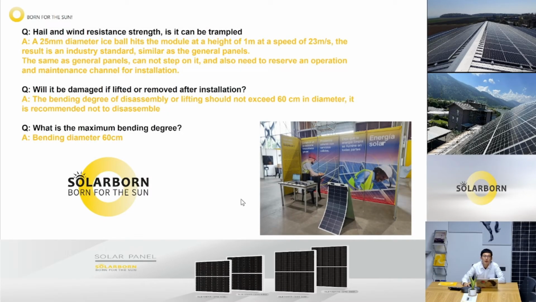Okay, the fourth question: the hail and wind resistance. Actually, this kind of flexible panel is the same as the general panels, so we can get the same conditions as the general panels. The fifth question: will it be damaged if lifted and removed after installation? Actually, if you remove and lift them after installation, they may be damaged, because the maximum bending diameter is 60 centimeters. Like the sixth question, what's the maximum bending degree?